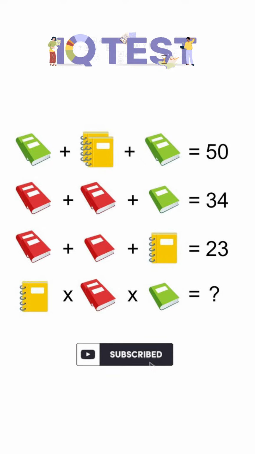So the red book is 6. Then we have the yellow book is 5. And we have our green book is 10. Are we okay?